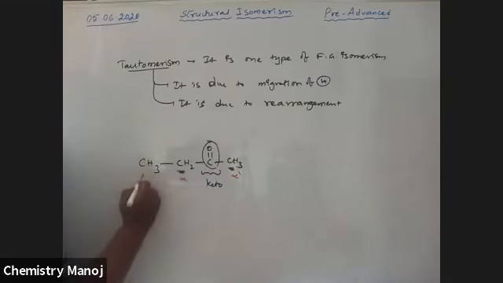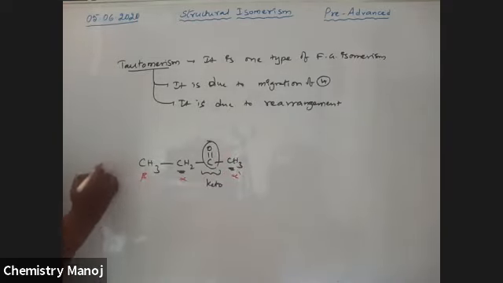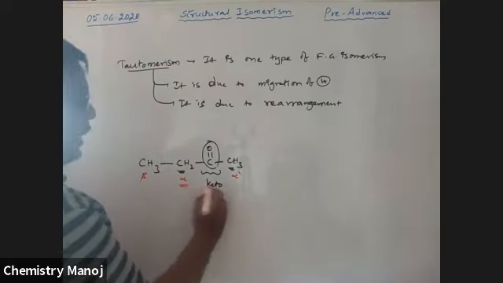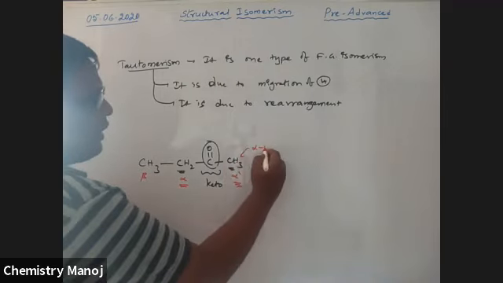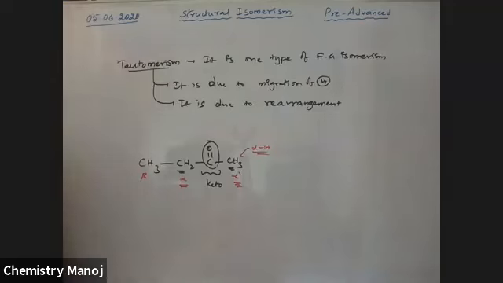Carbons next to alpha carbons are beta carbons. There is no beta carbon here. Beta next carbons are gamma carbons, and gamma next are delta carbons. So here we consider only alpha hydrogens. Hydrogens attached to the alpha carbon are called alpha hydrogens. These alpha hydrogens are involved in the migration.